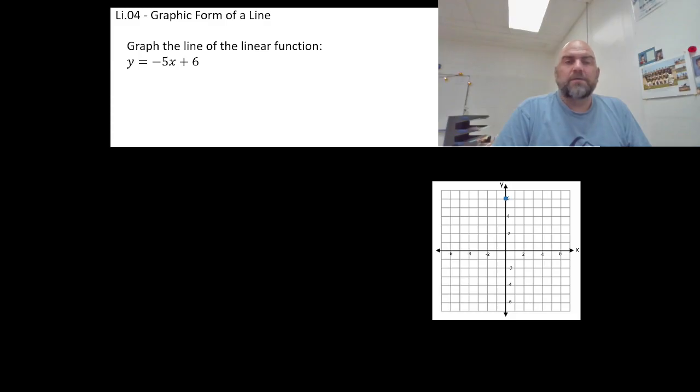So here we go. From there, we're going to use our slope to find our next point. Our rise is negative 5, so that means we're going to go down 5. There goes that little dot. And then our run, because it's not written here, is 1. So we're going to jump over 1 on the positive side to our next point of 1, 1.